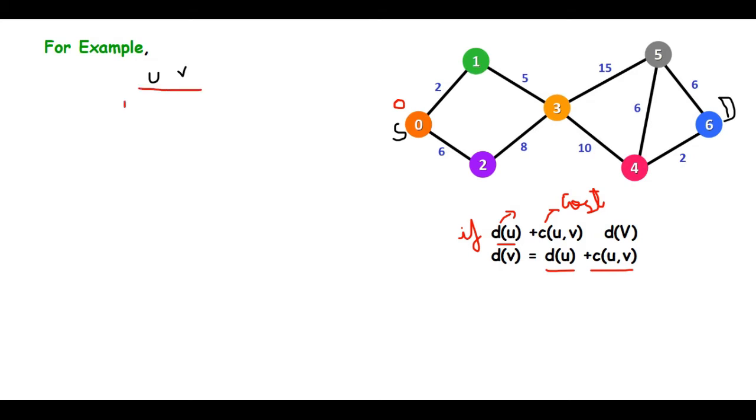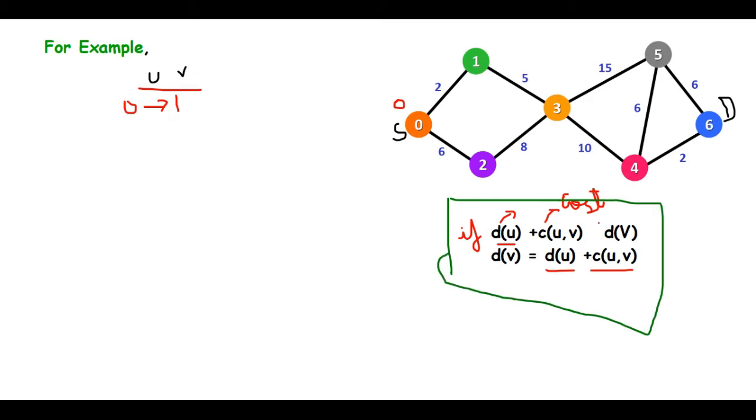Take u to v, that is 0 to 1. This is your most important formula, and using this we're going to calculate most of our problems. If d of u plus c of u,v is less than d of v, then we update it. If we are starting with 0 as the starting point, we definitely have to assume that the other vertices are infinity, because we won't know their values. So we'll assume them as infinity.